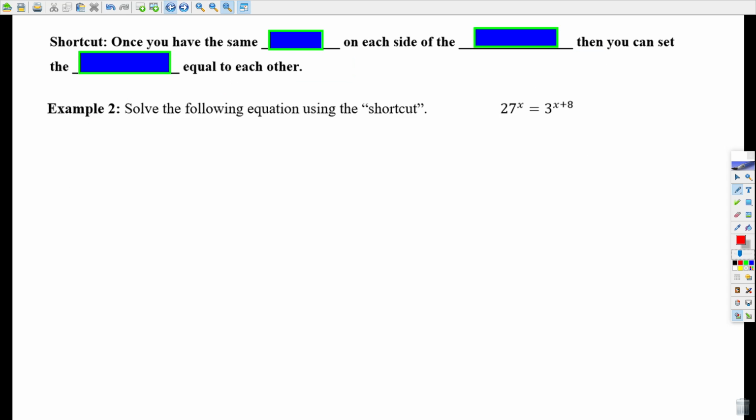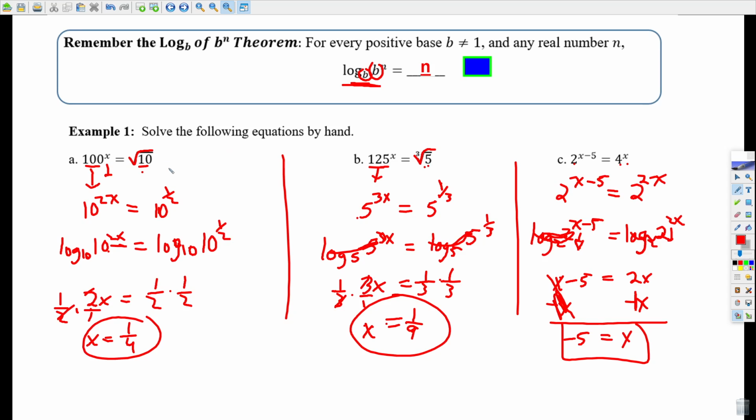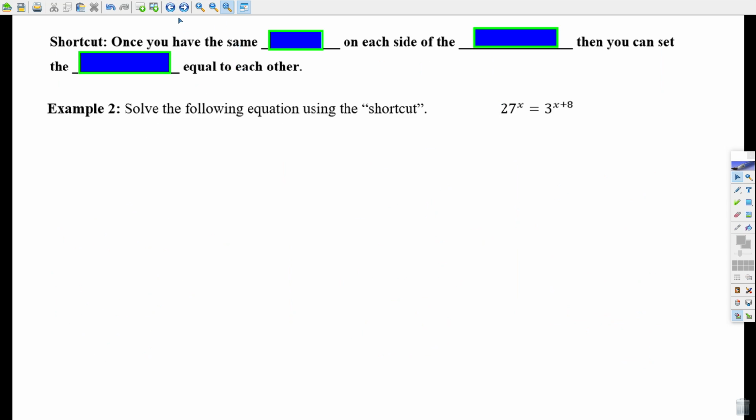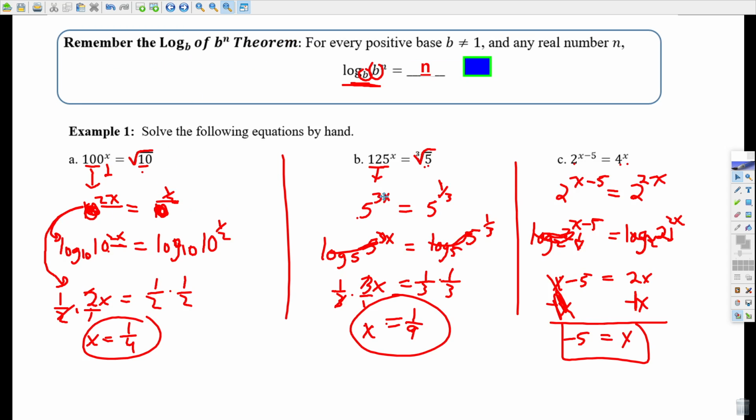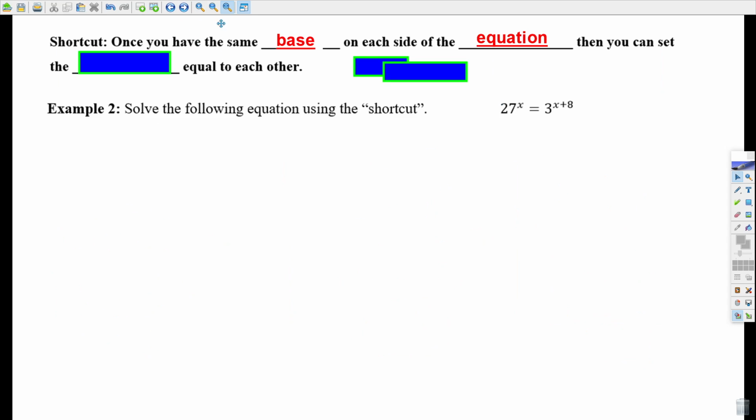Anyway, let's go back to the second example. So as we look at these problems, as a shortcut, I think what I'm going to start doing is instead of going from here to logs, I'm going to go from here and just kind of skip the log. Instead of writing log out every time, what we're essentially doing is getting rid of the base number, in this case 10, and just writing out our exponents equal to each other. So our shortcut, the first one: once you have the same base on each side of the equation, like all these ones where we had 10, 10, 5, 5, 2, 2, we're just going to set the exponents equal to each other.